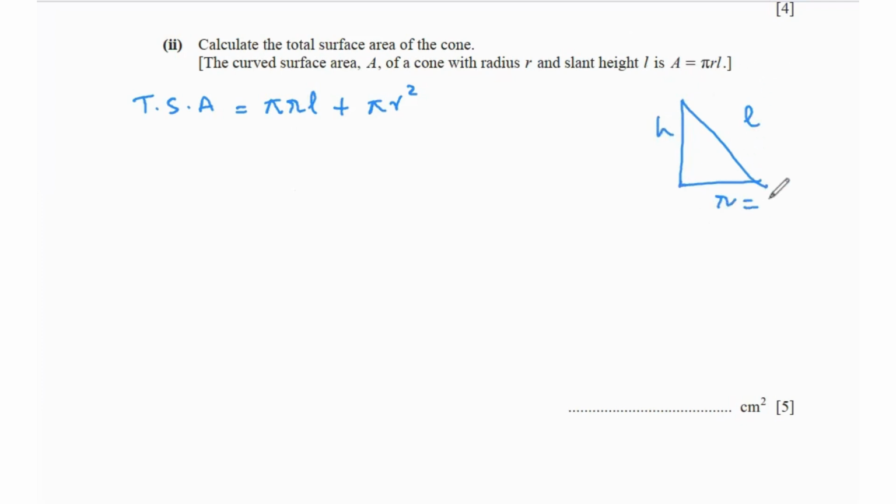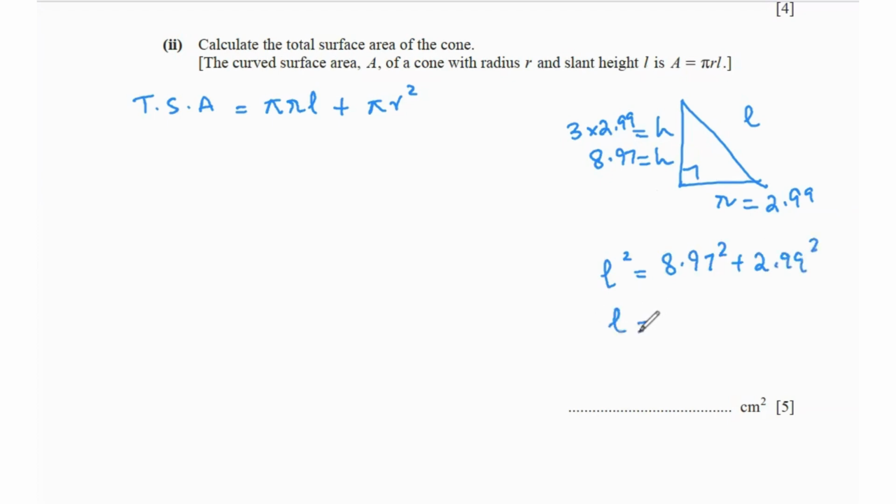So r was 2.99. Since height is thrice of r, 3 times 2.99 gives us 8.97. That is the height. Now, using Pythagoras, we find L. So L squared equals 8.97 squared plus 2.99 squared. L equals the square root of 89.401.